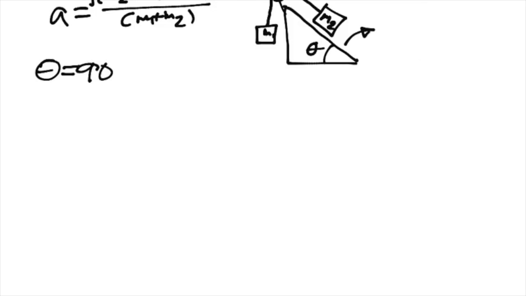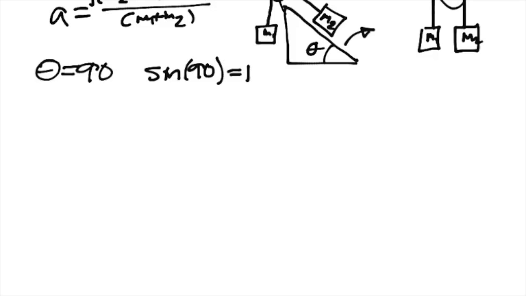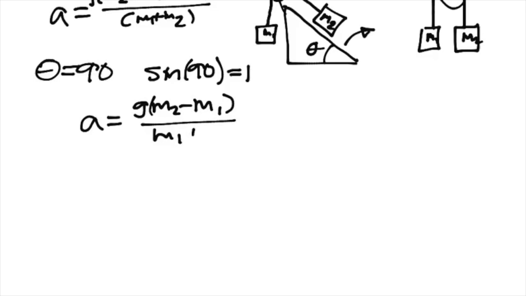And now what this looks like is Atwood's machine. I've got M1 and my tether and M2 and my pulley. If theta equals 90, sine of 90 is 1. So a equals g times M2 times 1, which is just M2 itself, minus M1 over M1 plus M2. And this is the rather famous and very useful Atwood's machine summary. That's the equation for Atwood's machine.